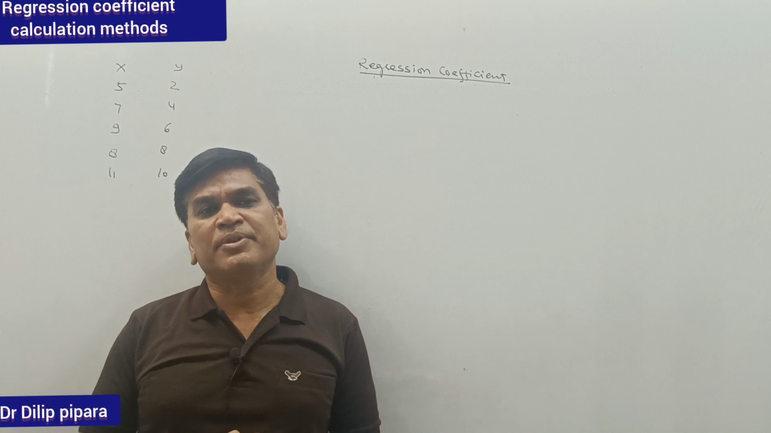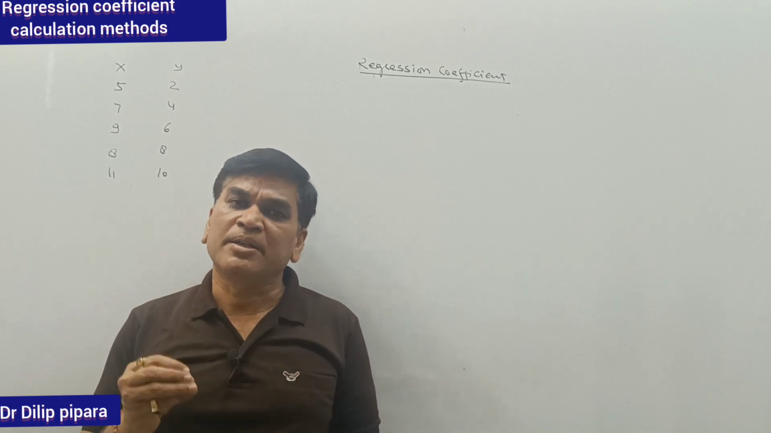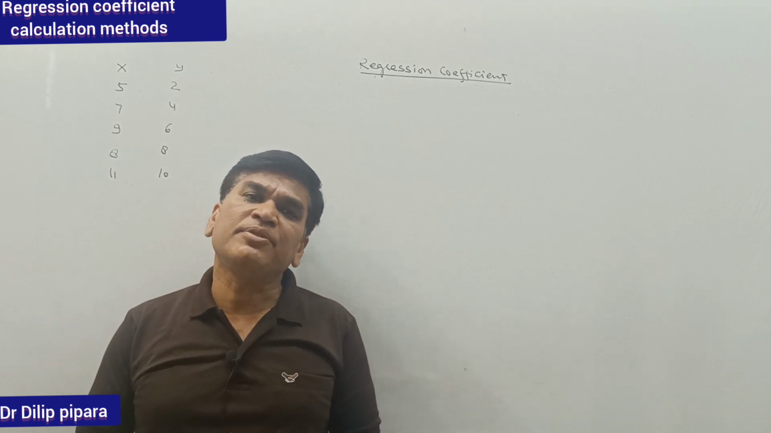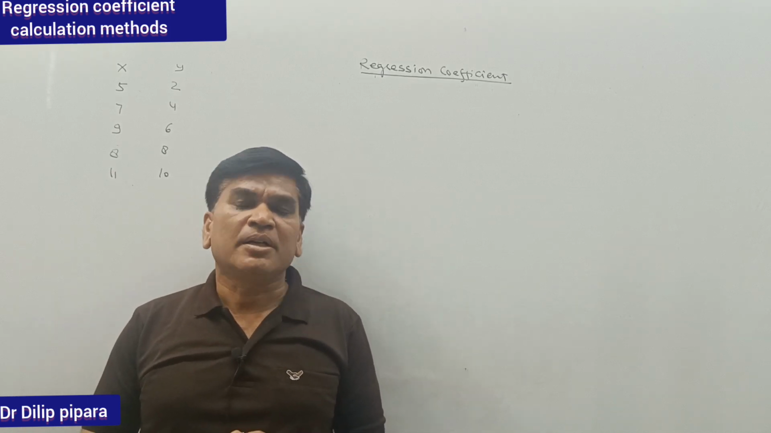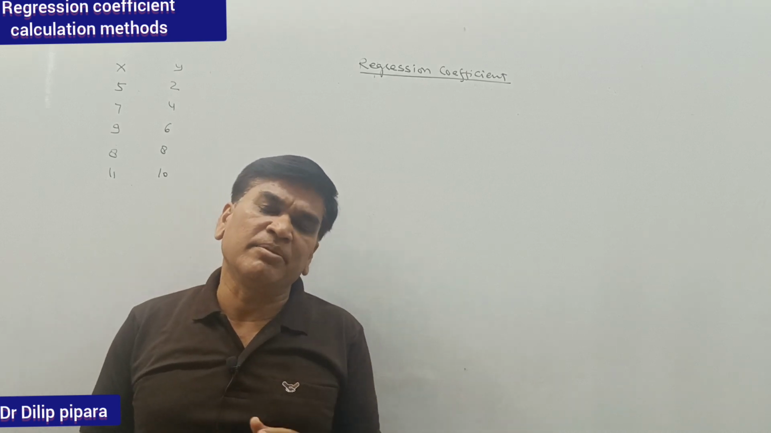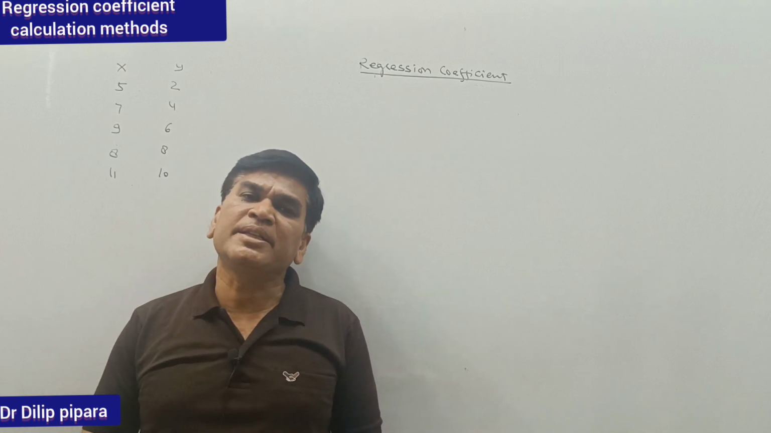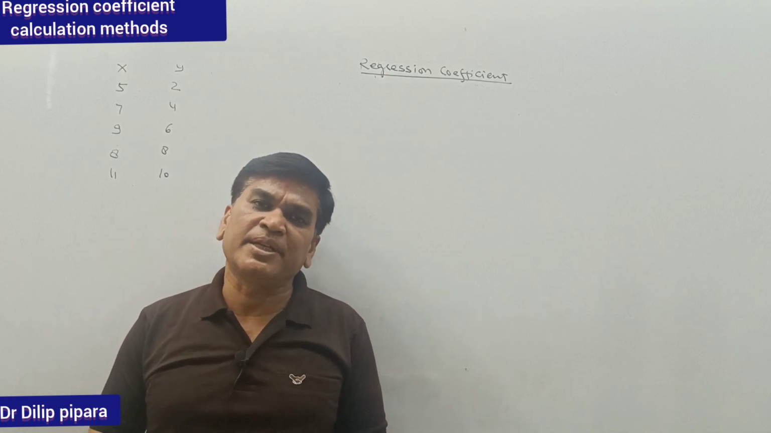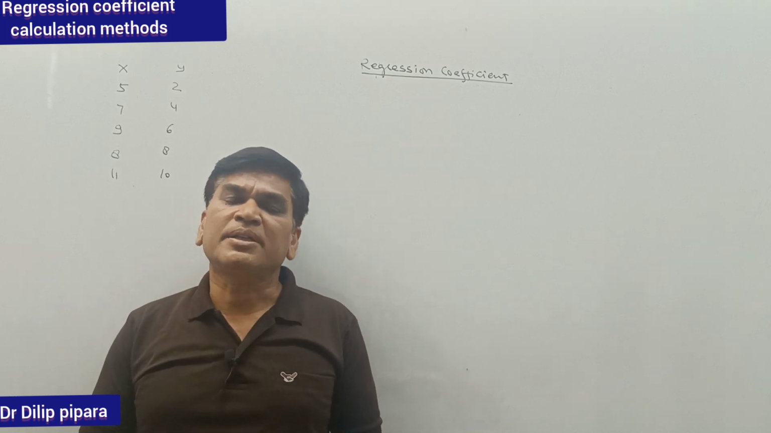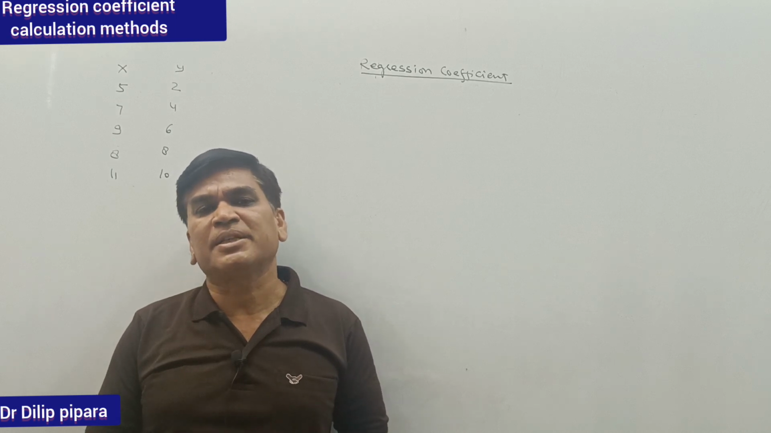In some conditions of the data, we do not get the actual arithmetic mean as a whole number, and the arithmetic mean is in points. Then we can use the assumed mean method. In that method, we assume a value as the arithmetic mean and take the deviation, with which we can calculate both regression coefficients. The third method we also discussed is called the without deviation method.